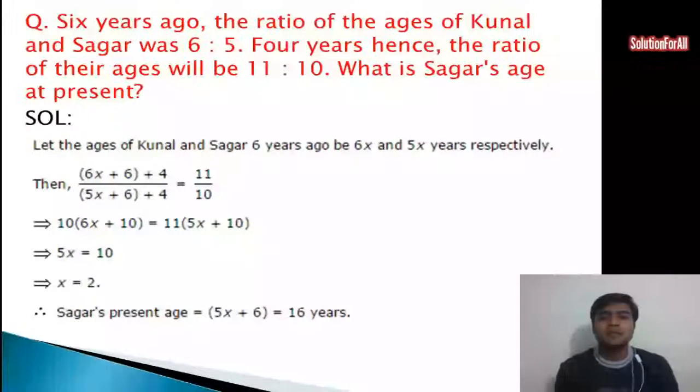Next type of question is 6 years ago. Let me tell you, wherever you see a question like 6 years ago or 6 years hence, in case of hence, where we are talking about the ages after some years, just add those years. Or in case we are talking about ago, like before that age, just subtract those years. So 6 years ago, the ratio of the ages of Kunal and Sagar was 6 is to 5. 4 years hence, the ratio of their ages will be 11 is to 10. What is Sagar's age at present?